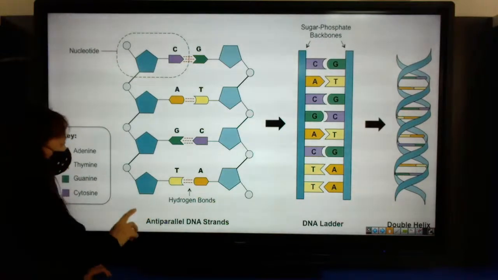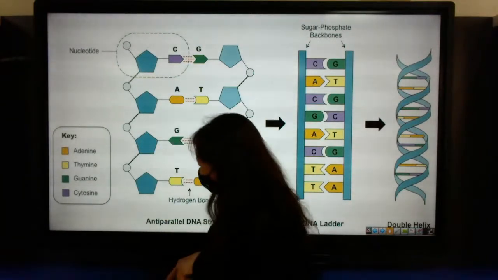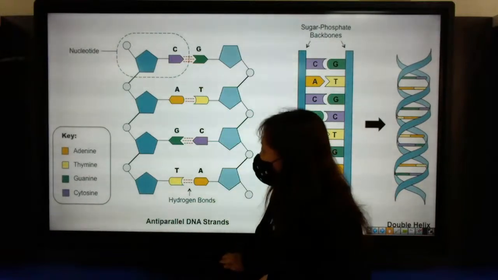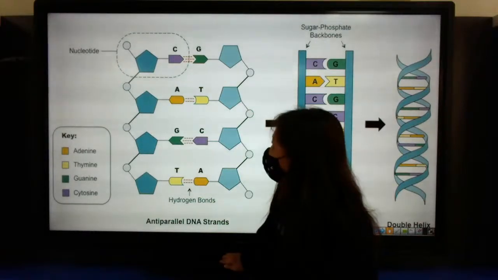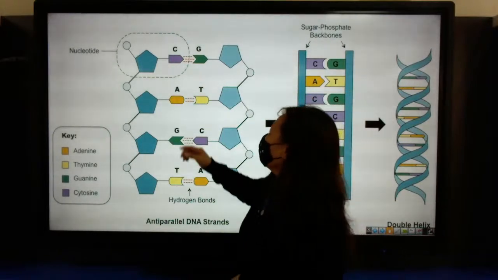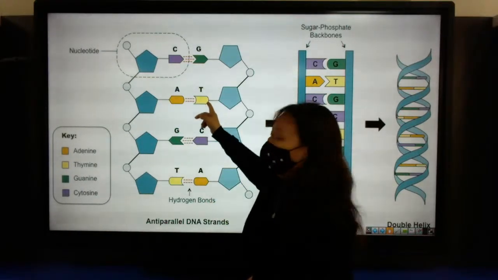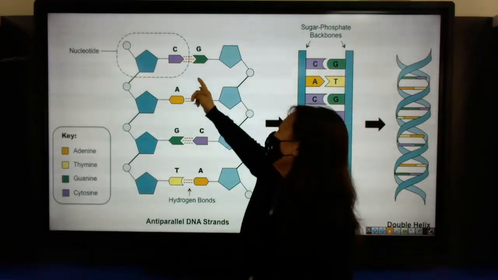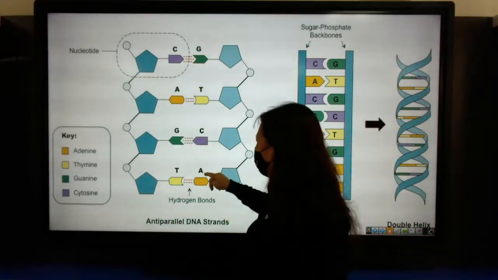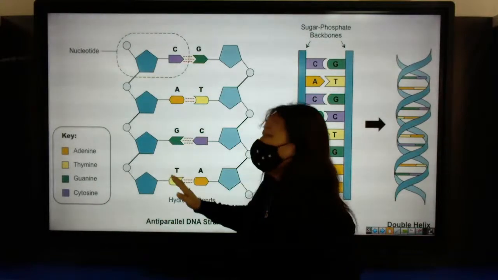Now, we have the key here. So, for the key, orange is adenine, yellow is thymine, green is guanine, and purple is cytosine. Now, I want you to remember these base pairings. So, cytosine pairs with guanine, adenine pairs with thymine. Okay? Now, cytosine, guanine, adenine, thymine, guanine, cytosine, thymine, adenine. 1 strand to the right and another strand to the left.